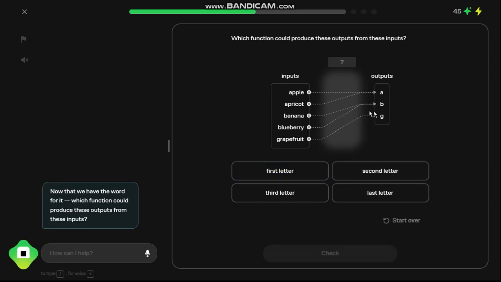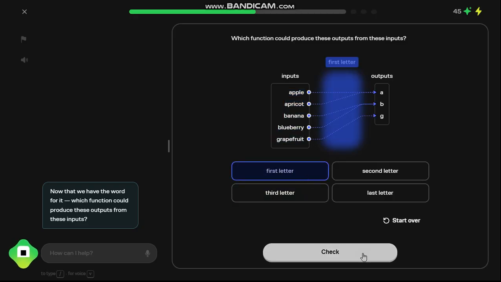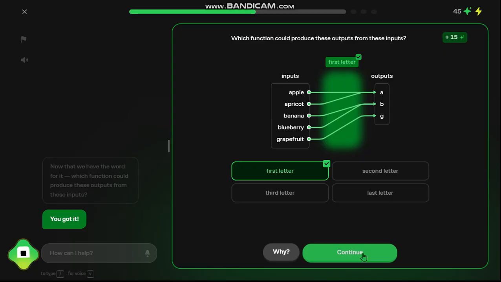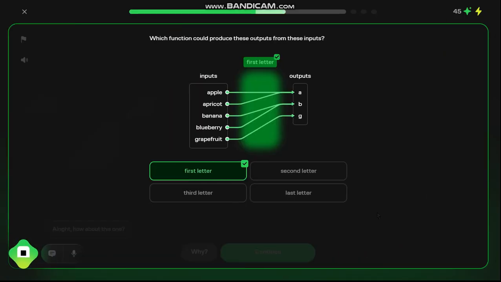Now that we have the word for it, which function could produce these outputs from these inputs? Very suspicious. Apple is A. Banana and blueberry is B. Grapefruit is C. So what is the function? It looks like it is the first letter to me. So I'm going to click it. You got it. Oh, my mouse is clicking like crazy.